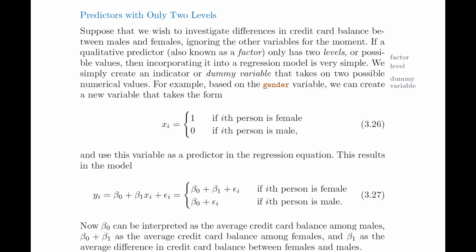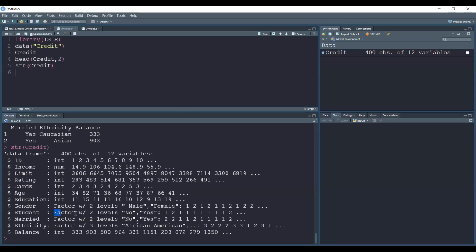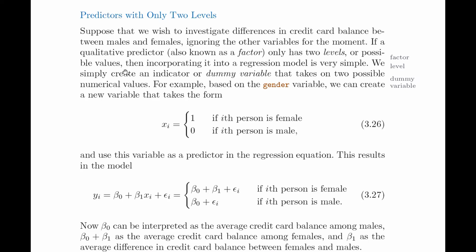If a qualitative predictor, also known as a factor, which is what we saw in R, right? So if it's a qualitative predictor, if it's non-numerical, we will see that R itself refers to this type of data, not as an integer, not as numerical, but as factor type. Only has two levels or possible values, then incorporating it into a regression model would appear to be very simple.